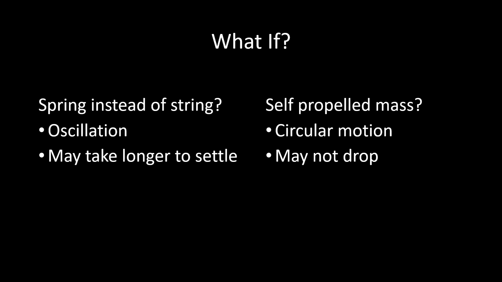What if it was a spring? It may take longer to settle because it's going to display oscillation. Now that oscillation is going to include potential energy, and that potential energy takes away from kinetic energy. That is going to lower the speed, which is going to reduce drag, which is going to make it last longer. What if it was a self-propelled mass?